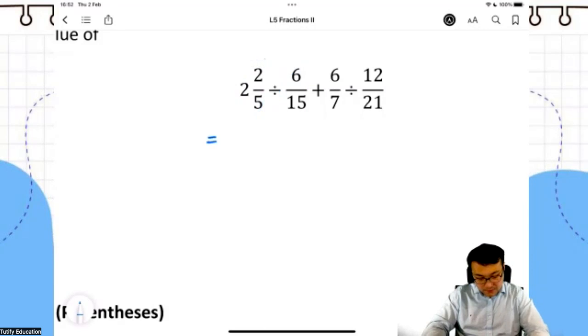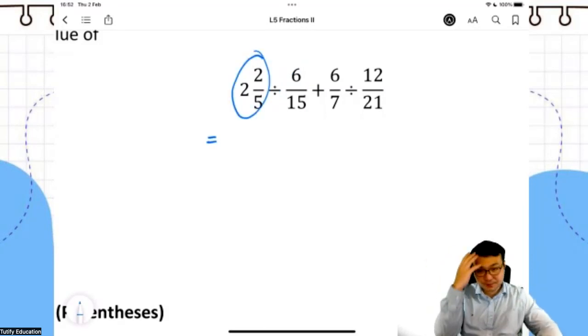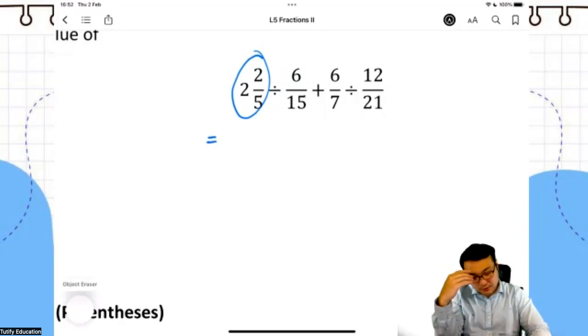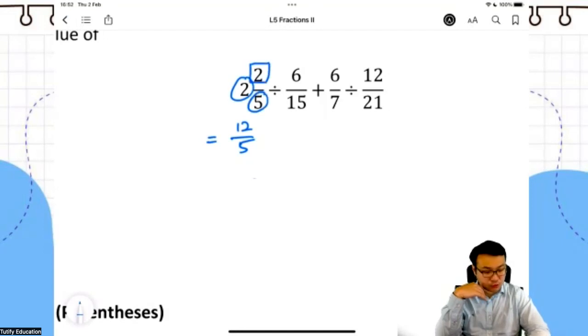Okay, Abby, before we do anything, do you notice that this is a mixed number? Yes. What should I do? Change it into an improper fraction. Yes, please change it into an improper fraction. So can you do it? 12 over 5. Okay, that means you take 2 times 5, you get 10. Then you plus 2, then you got 12. 12 over 5. Good. Now, this is a division sign.